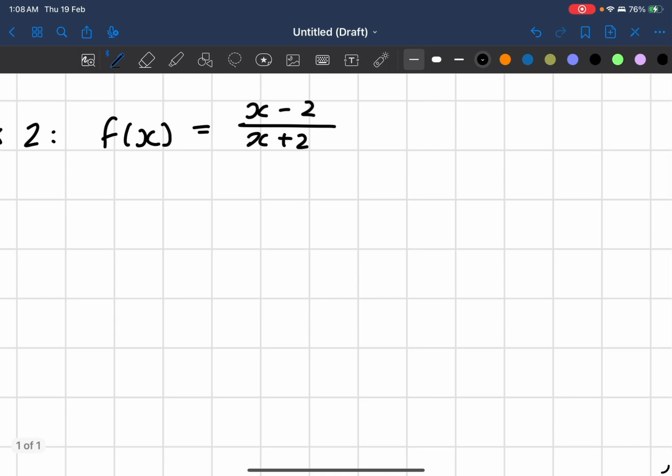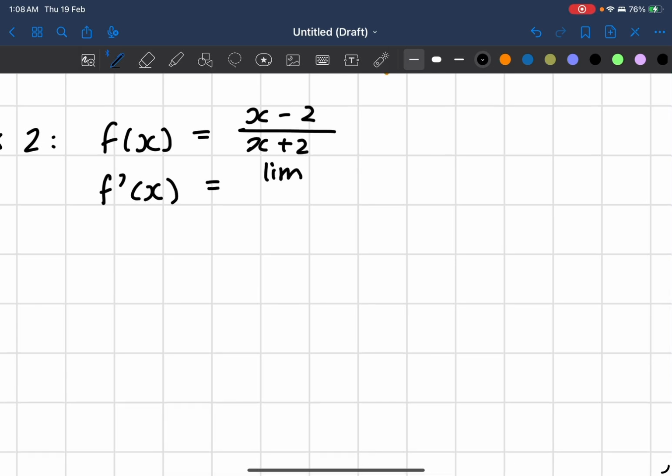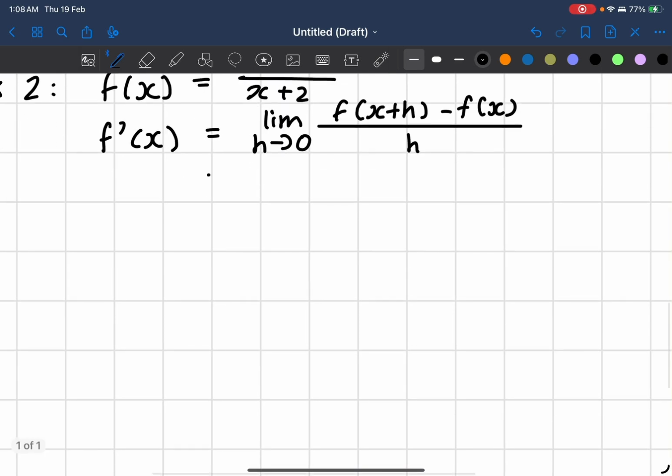Perfect. So this is a bit trickier because we have a fraction, and we have variables in both the numerator and the denominator, but don't worry, we can definitely solve this. So we have f prime of x, which is equal to the formula, limit of h to 0, and then we have f of x plus h minus f of x over h, right?